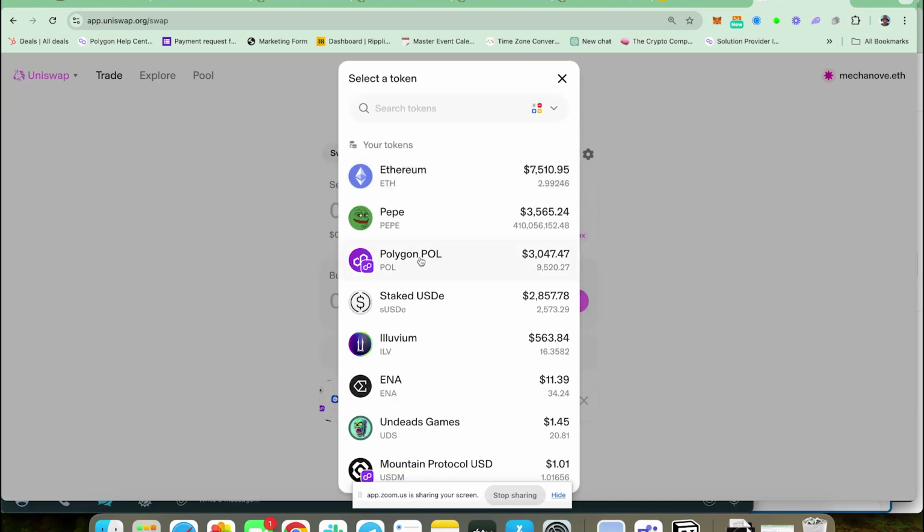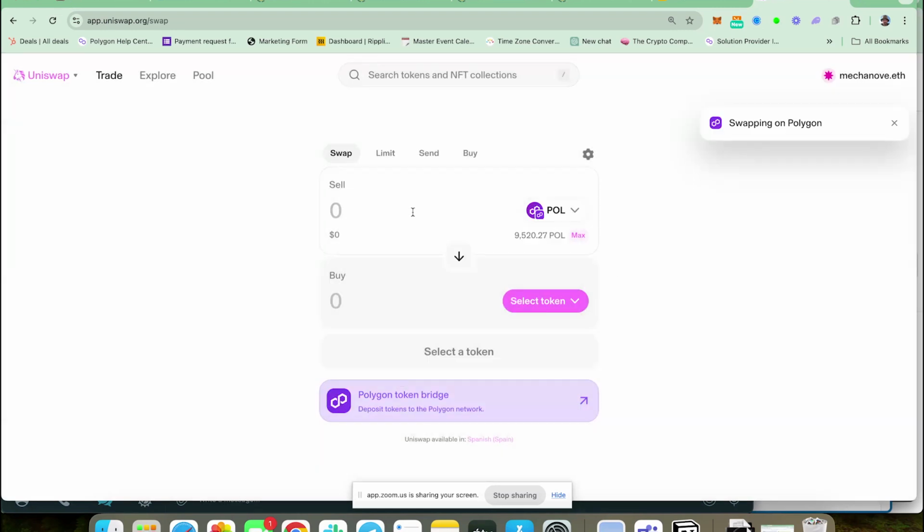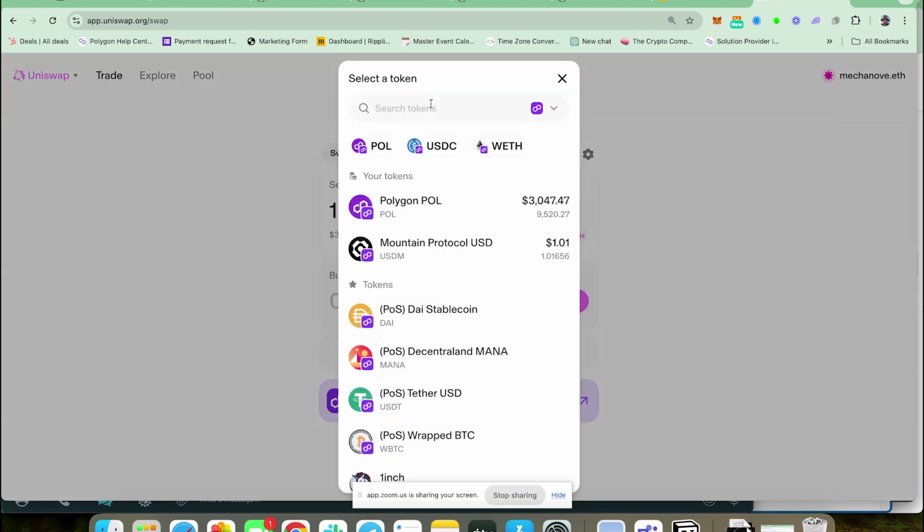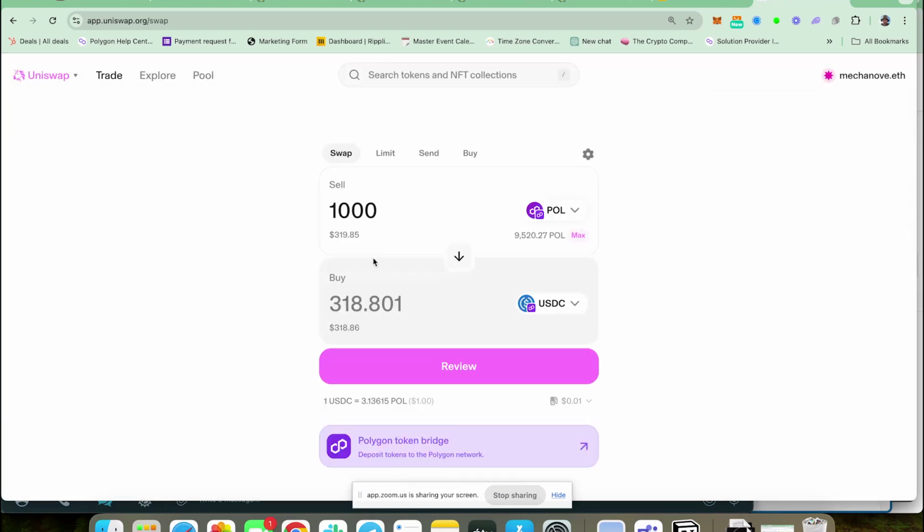This is the asset that I have, Pol. Imagine that I want to swap 1,000 Pol, which is $320, for USDC, which is basically a crypto US dollar. So what I could do here is make that swap.